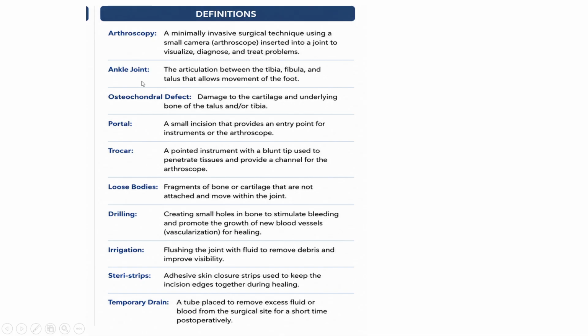Next is the ankle joint. What is the ankle joint? It is an articulation between the tibia, fibula and the talus. That will facilitate the movement of the foot. That is the ankle joint.